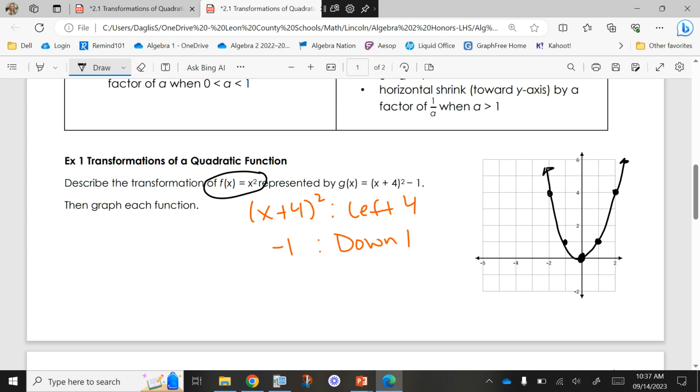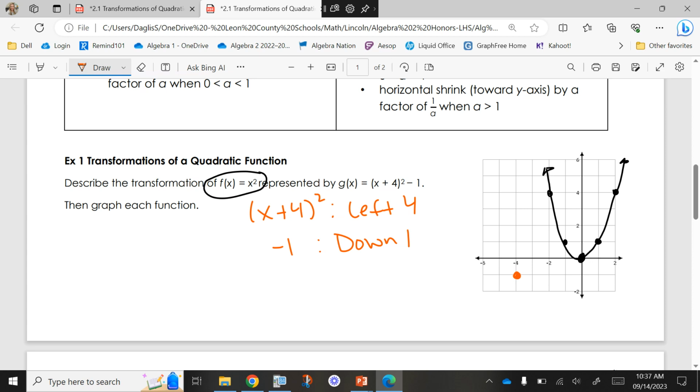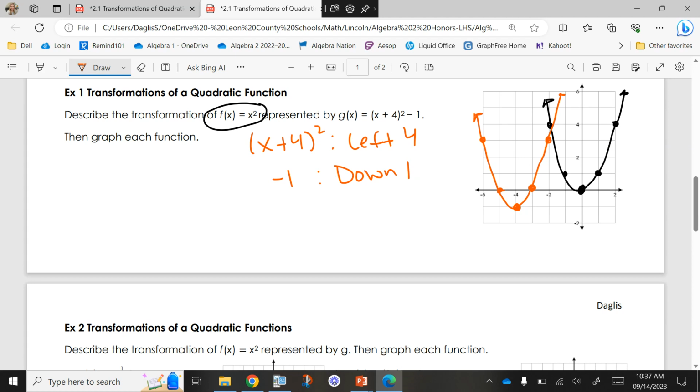But now we need to transform it. So how did the whole thing go? It all went left 4 and down 1. So take my vertex, left 4, down 1. There's my new vertex. Okay, each point goes left 4, down 1. 1, 2, 3, 4, down 1. Oops. Like that.